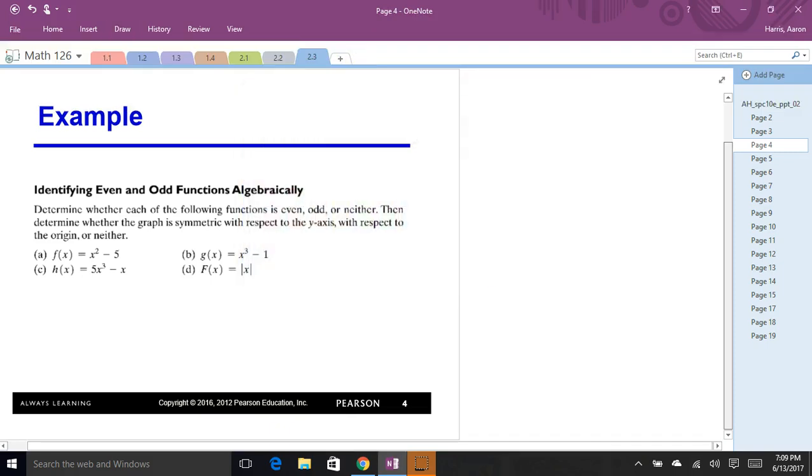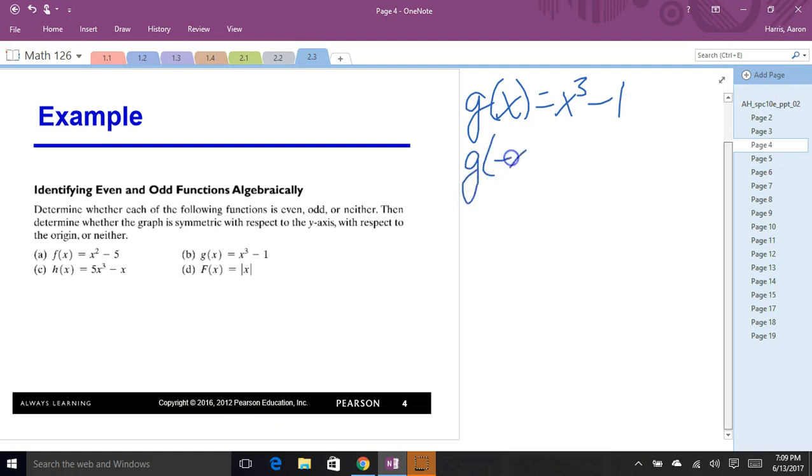Let's do the next one, x cubed minus 1. Let's check if it's even first. So we plug in negative x, and we say, when I plug negative x in, is it the original function? Well, that's not the original. It's negative x cubed minus 1. So it's not even.